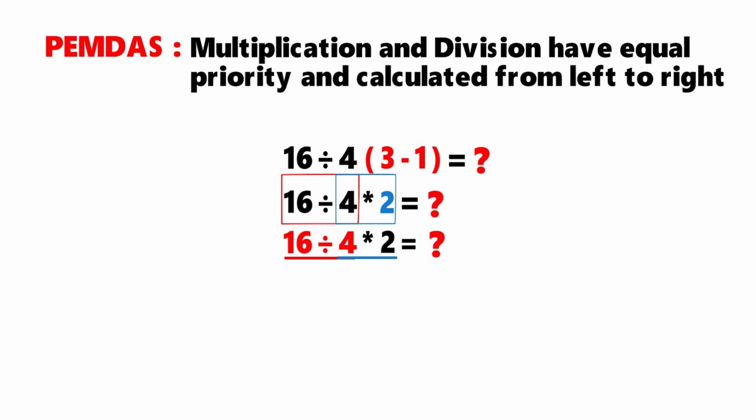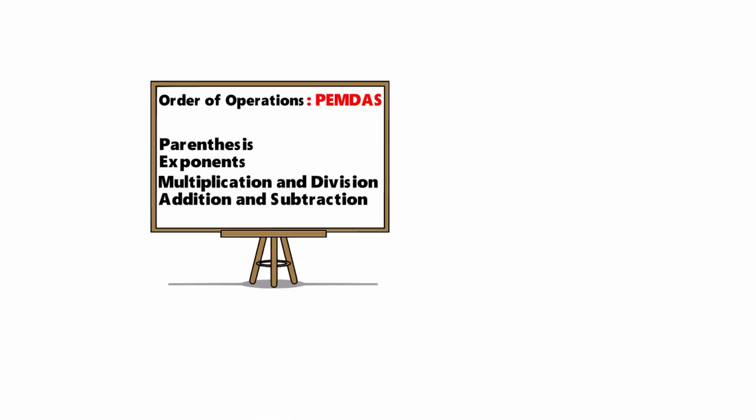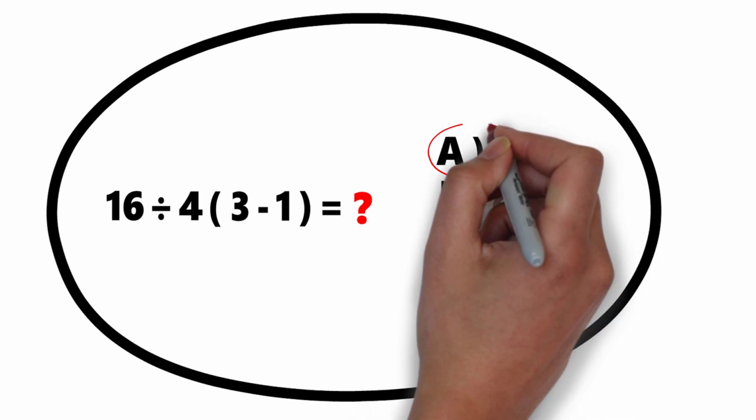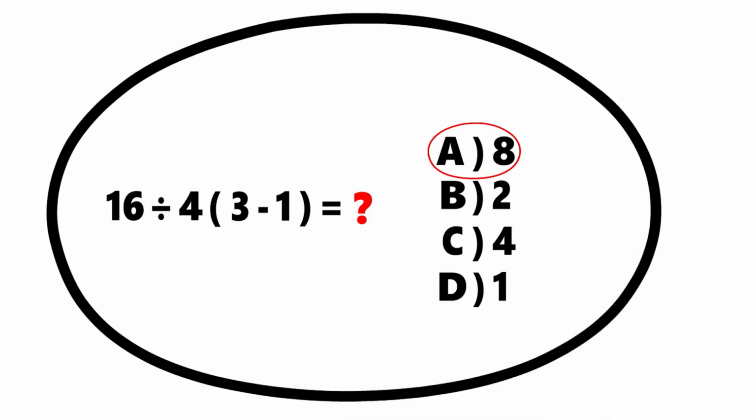The result of this calculation is 4, and in the last step we need to multiply 4 by 2, and the result is 8. So the correct choice here is choice A, 8. Hopefully you've nailed this question and now know how to answer similar problems on the test.